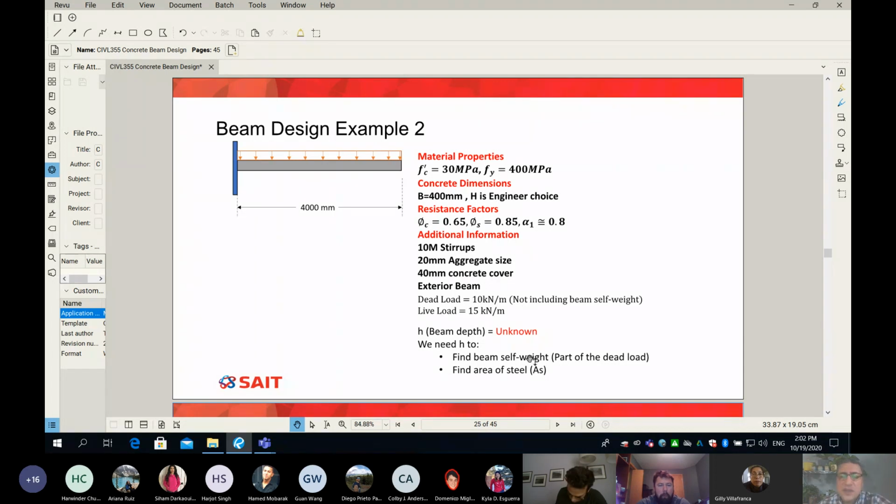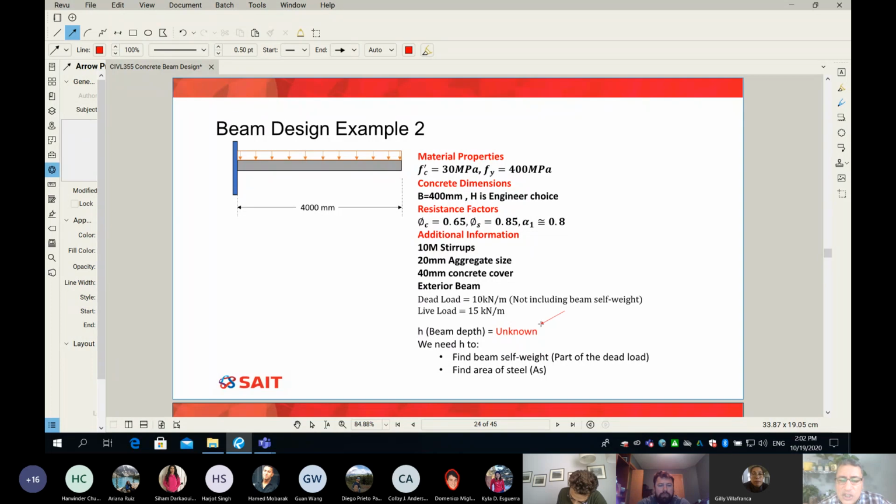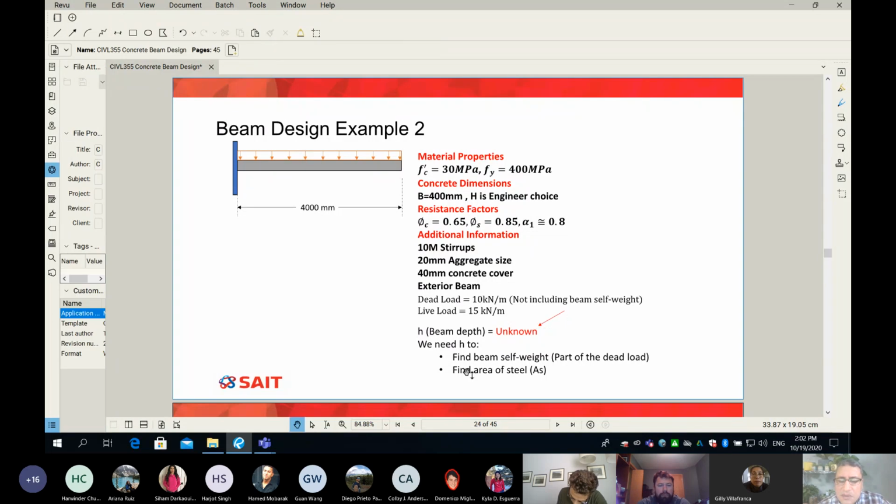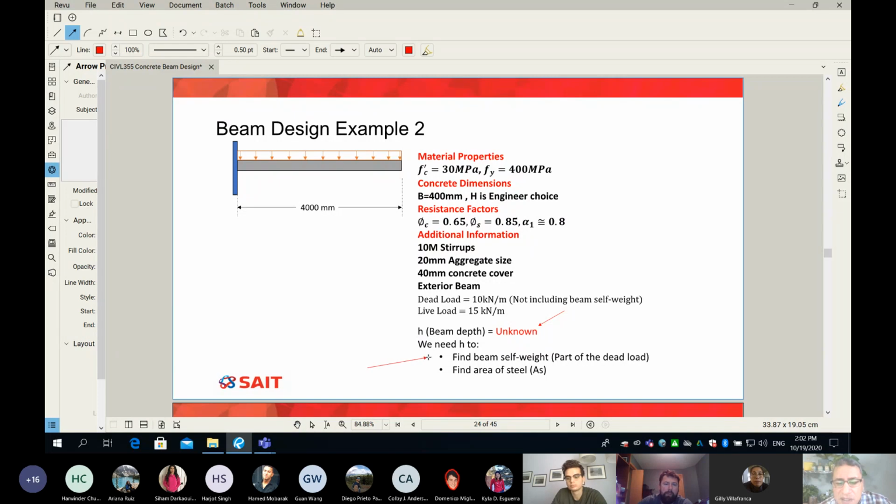Now, before I start, I said here H, which is the beam depth, is unknown. And you can see in red here, the H is unknown. Remember, why do I need the H of the beam? Why do I need the height or the depth of the beam? For two reasons. Number one, I need the H of the beam because it contributes to the self weight of the beam, which is part of the dead load, and that's here.